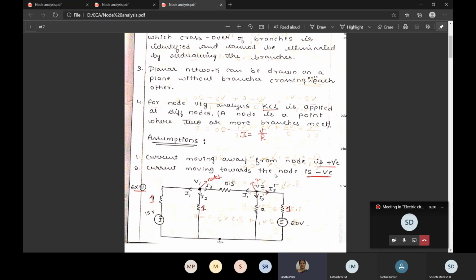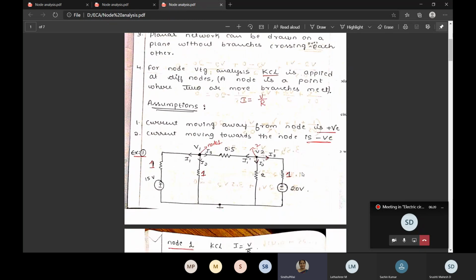And here some assumptions will be made. The first assumption is current moving away from the node. We need not make this assumption; you can go the other way also, but we'll follow one method here. Current moving away from the node is positive and current moving towards the node is negative. So whenever you do problems on node analysis in an exam also, you have to mention this assumption. The current going away from the node we take as positive, and if the current is coming towards the node, we take it as negative.